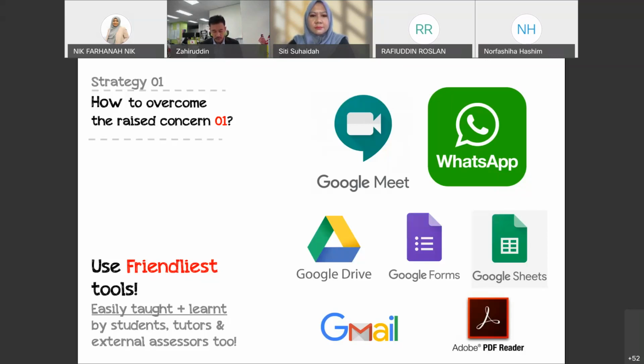Then we also take advantage of what UiTM has subscribed for us for Google. So I fully use Google Drive for the storage of the students' work, Google Forms to manage all sorts of forms needed throughout the semester, and for assessment sheets, I use Google Sheets. So basically these are the things that we use in our normal daily life, even before the pandemic occurred. And then, of course, Gmail.